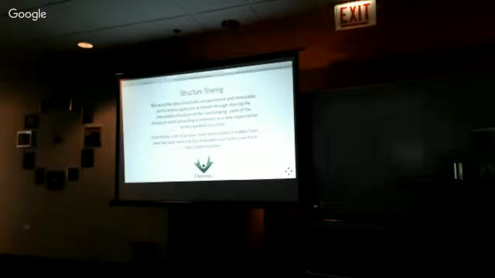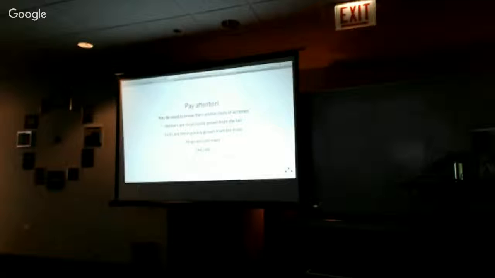So one thing you do need to do, though, is you need to pay attention. You need to know the runtime cost of accesses to your immutable data structures, because it does matter. Vectors are most easily grown from the tail. If you want to add something to the front of a vector one time, it's fine. You do it a million times, it sucks. It will hurt you because of the way the data structure is built.